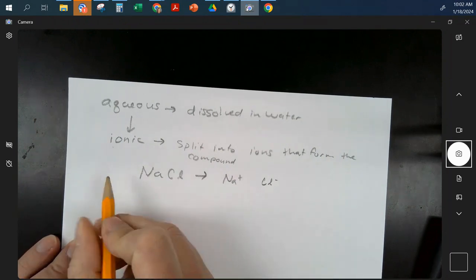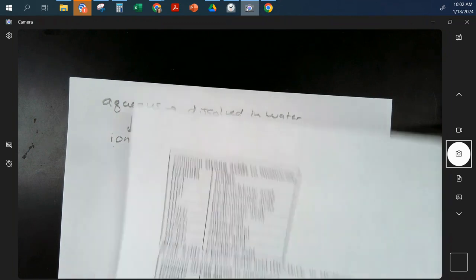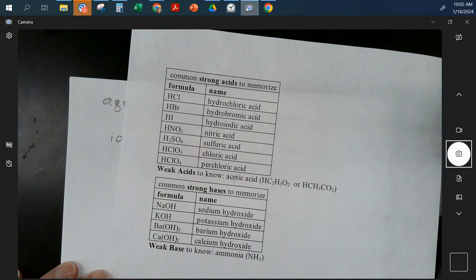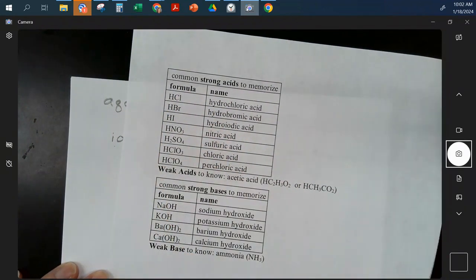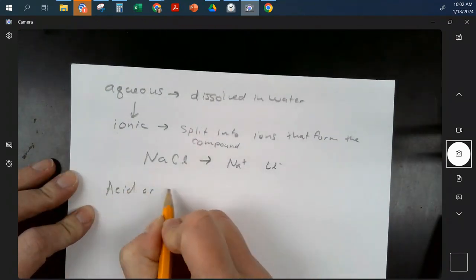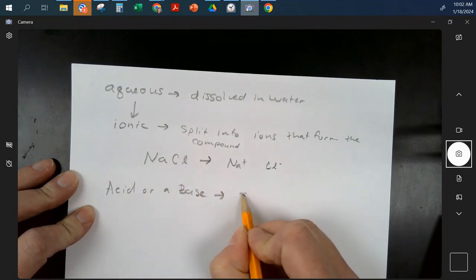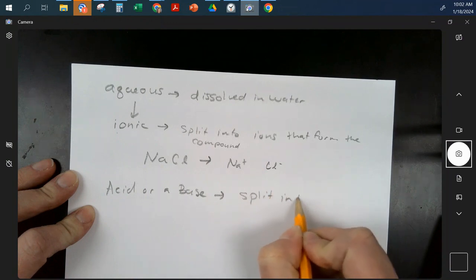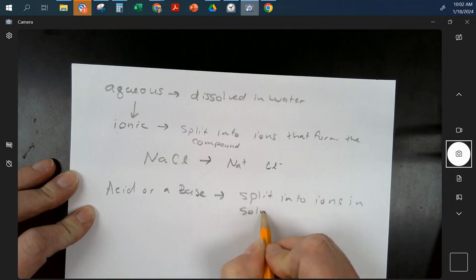If it is, I just handed you a sheet. These are acids and bases that you have to know for chapter 9. But these are also examples of, specifically the acids. Sometimes the bases will also come up. But if it's an acid or a base, they will also split into their components, split into ions in solution.